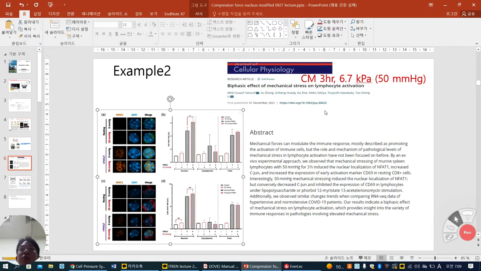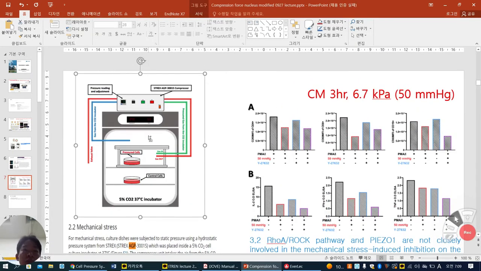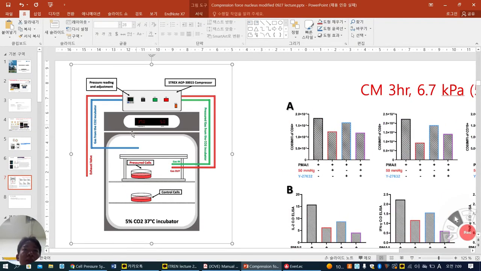So you have to remember, for the immune cell, you can also think about using this kind of compression as another external force, and more relevant to the clinical settings. Here, in the supplemental data, they also mention this: controller outside, inside of the chamber, and then gas in. While you are injecting the gas, you can induce compression in the gas out. So you can induce the compression as a waveform or in a dynamic way.